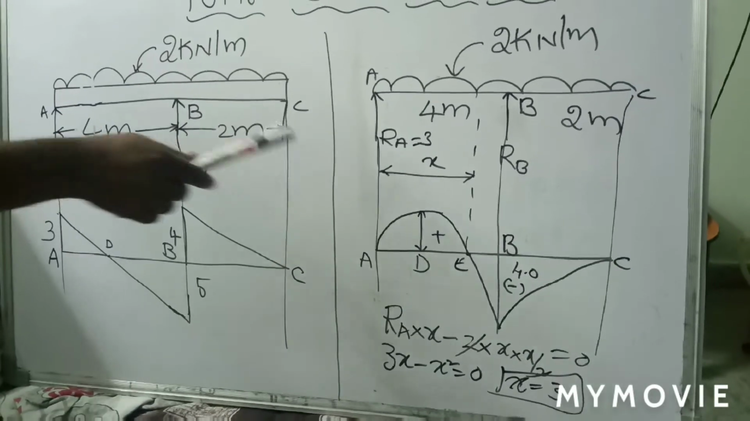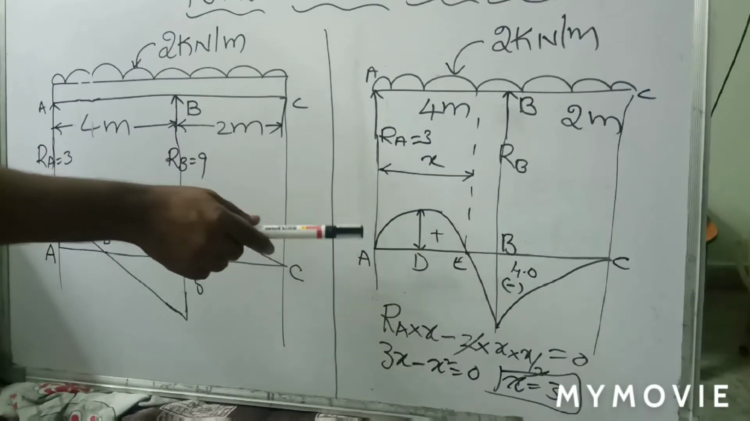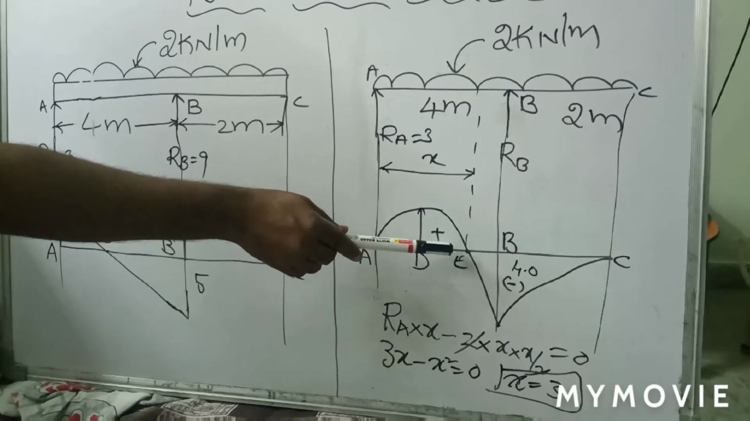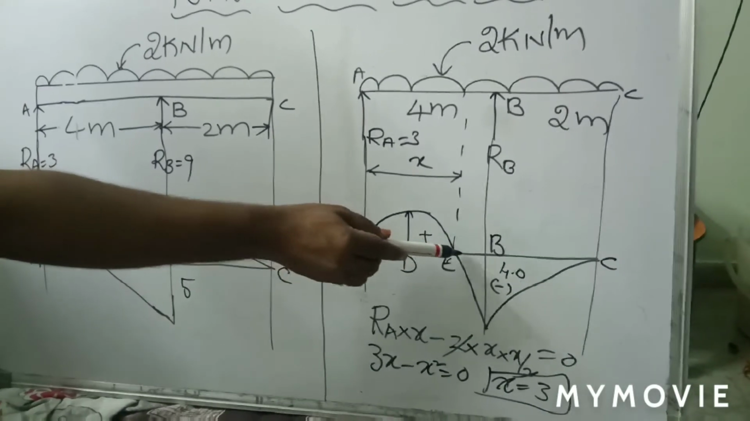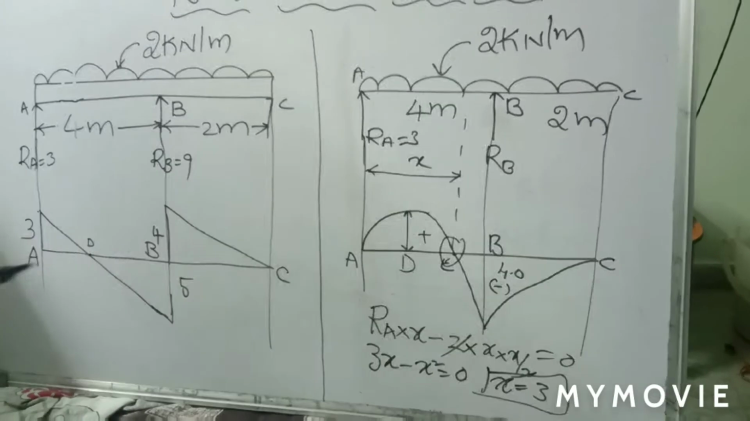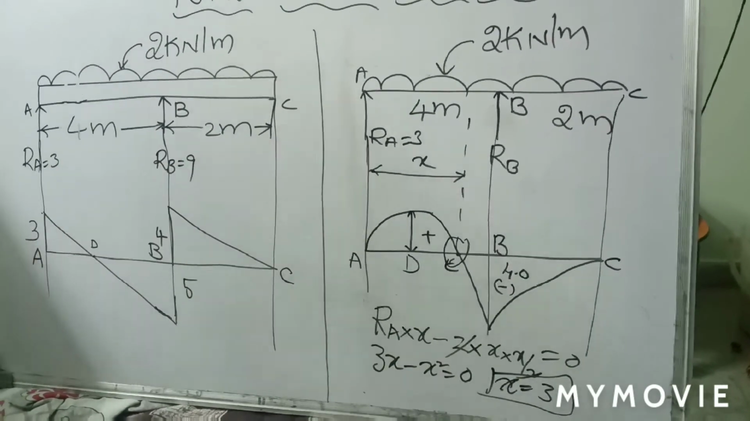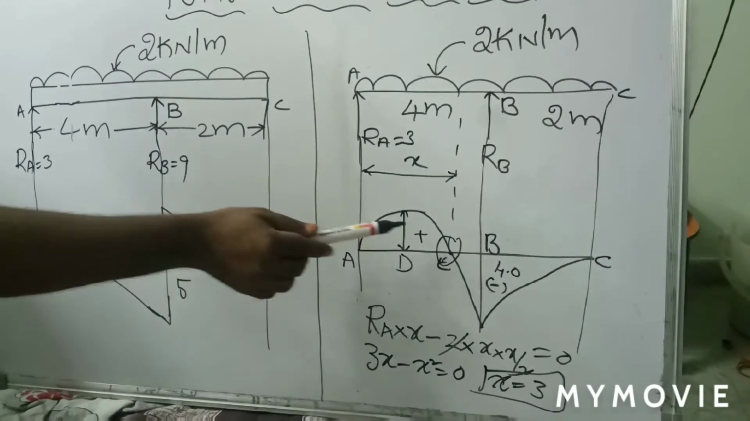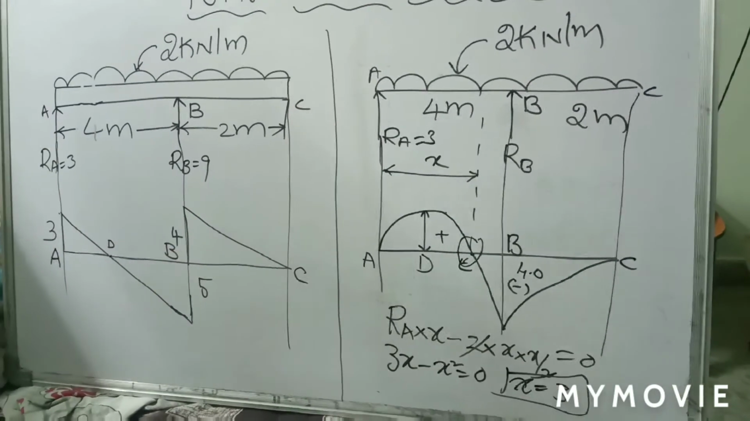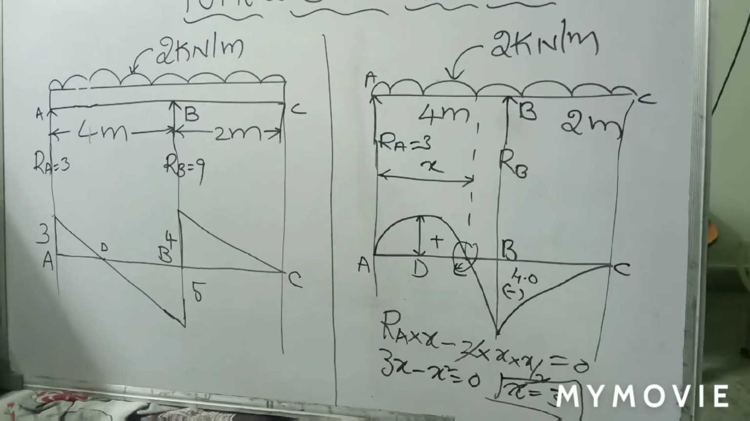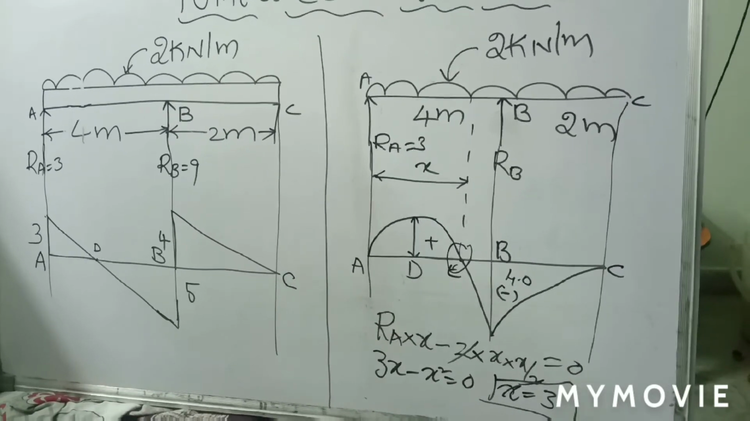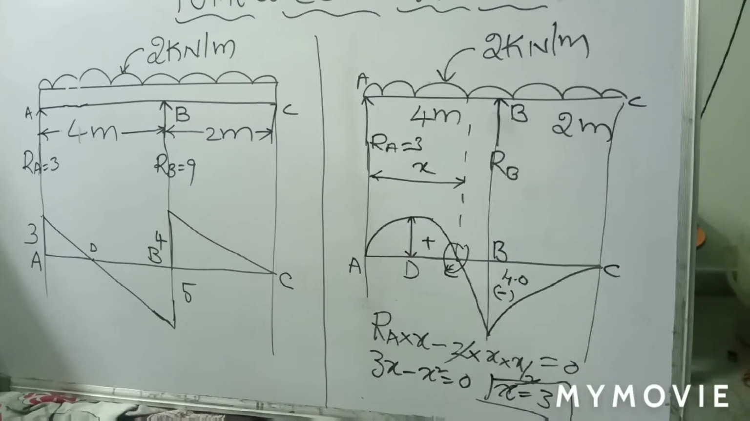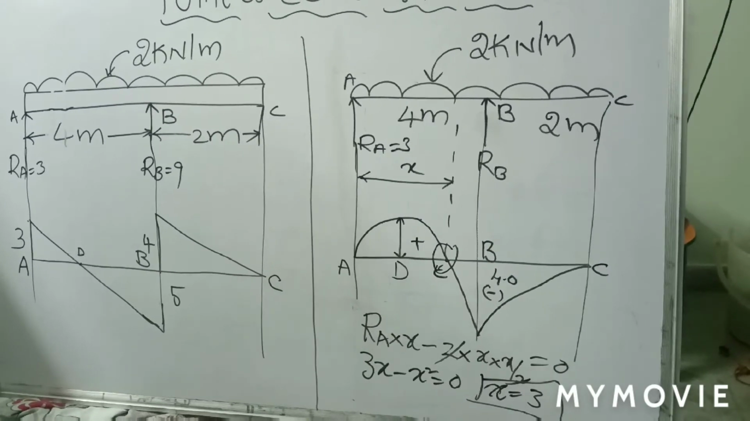Here the point of contraflexion is, in a bending moment diagram, where the bending moment is 0. That is very important. Where the bending moment is 0 after changing its sign from positive to negative, or vice versa. That is what we call the point of contraflexion or point of inflection. Both are similar terms.